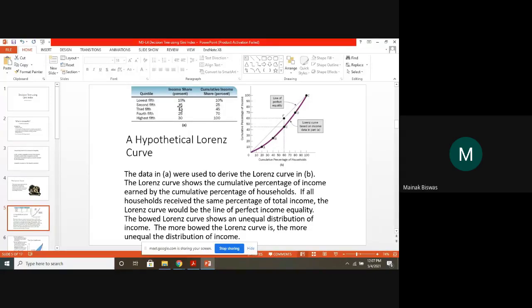10 plus 15 becomes 25. 25 plus 20 becomes 45. 45 plus 25 becomes 70. 70 plus 30 becomes 100. So this is the cumulative percentage of income.